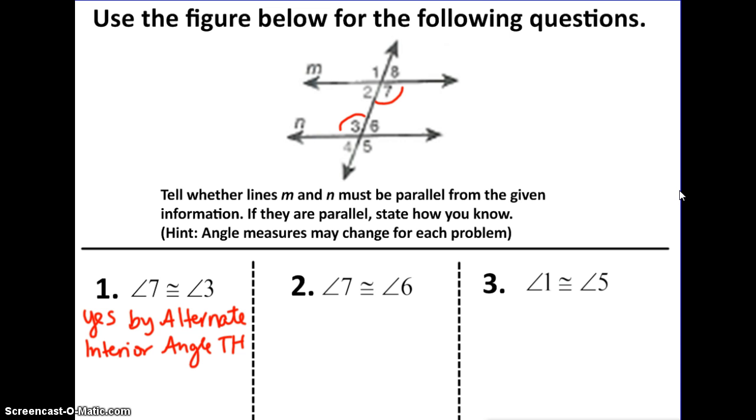For number 2, it says angle 7 is congruent to angle 6. Remember that same side interior angles are not congruent, they're supplementary. So we can't make any assumptions here. What if they're both 20 degrees? Then it only adds to 40. So we cannot say they're parallel.